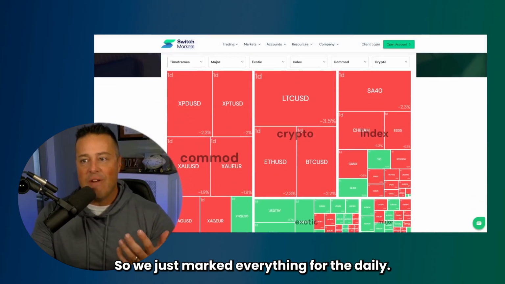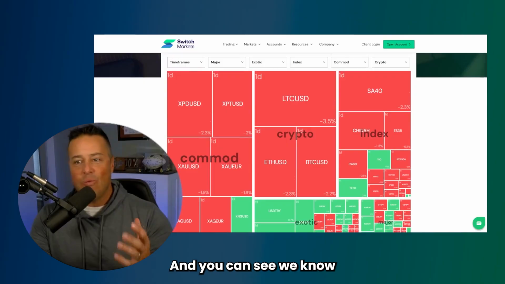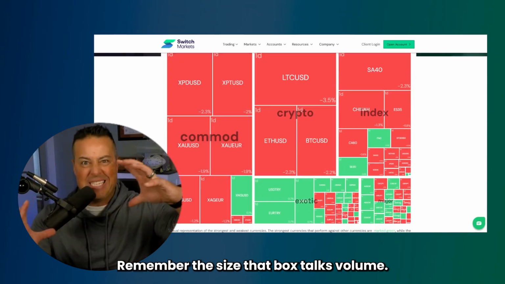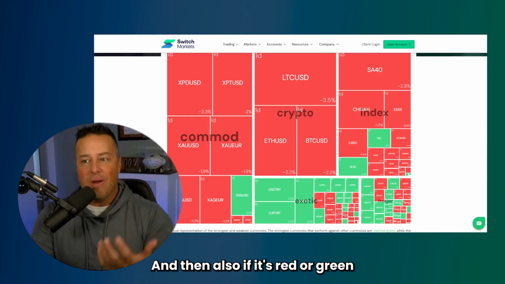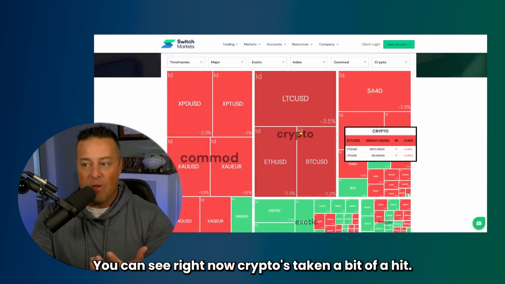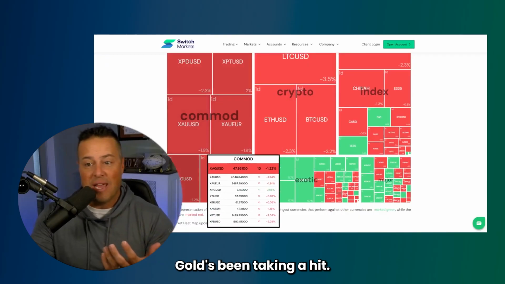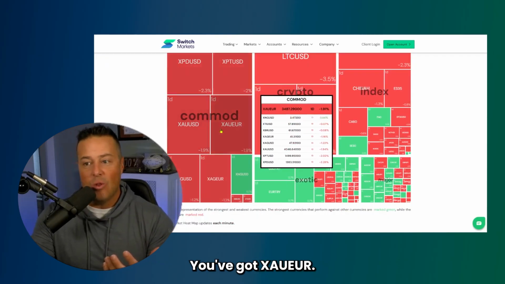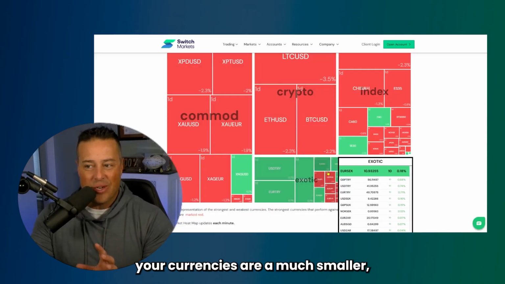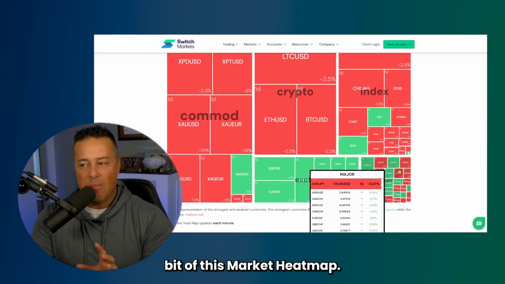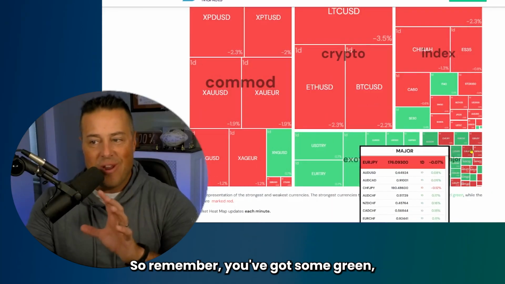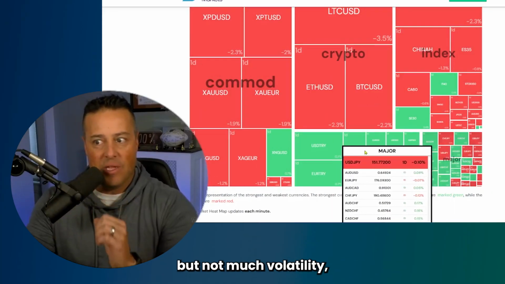Okay, so we just marked everything for the daily. And you can see, we know immediately what's on the move. You can see the big red boxes. Remember, the size of that box talks volume. And then also, if it's red or green, you can see whether the market's up or down. You can see right now, crypto's taking a bit of a hit. Gold's been taking a hit. Silver's taking a hit. You've got gold, euro. That one's off pretty good as well. So there's a lot going on here. You'll notice your exotics, your currencies are a much smaller bit of this market heat map. And then your majors are even smaller than that. So remember, you've got some green, you've got some red in those majors, but not much volatility.